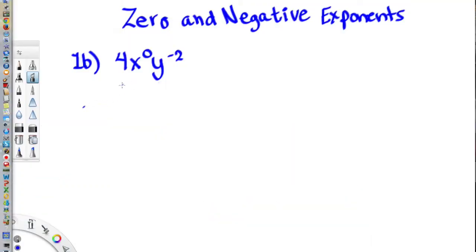Okay, let's take a look at 1b. 1b, we have 4 times x to the 0 power times y to the negative 2 power. We need to simplify this, and in order to simplify, we need to ask ourselves, are there any common terms that we can combine? Not really. Are there any operations that we can carry out? And the answer is most definitely.